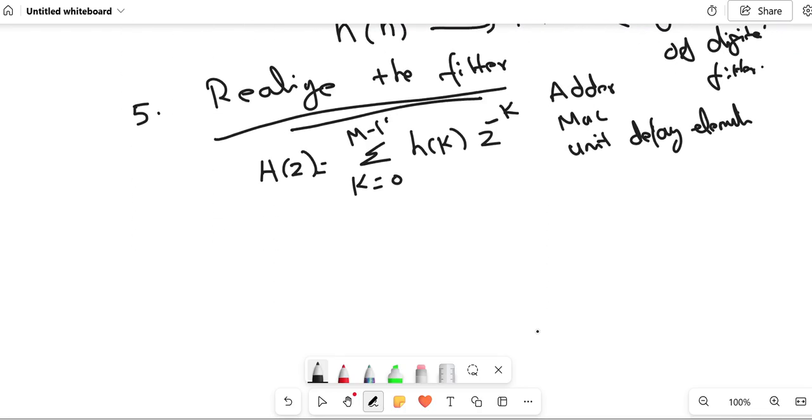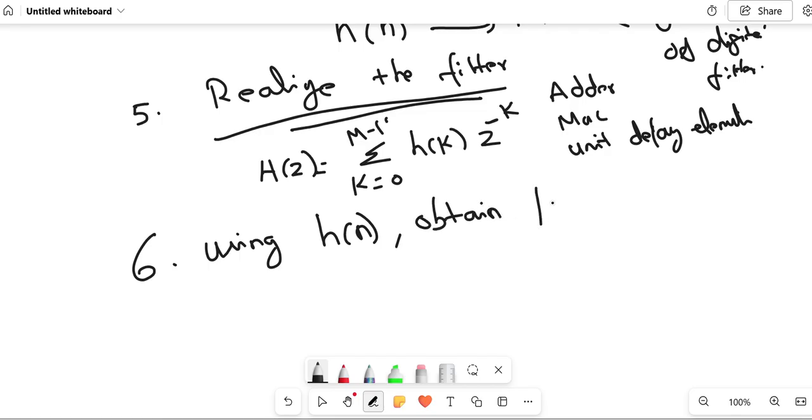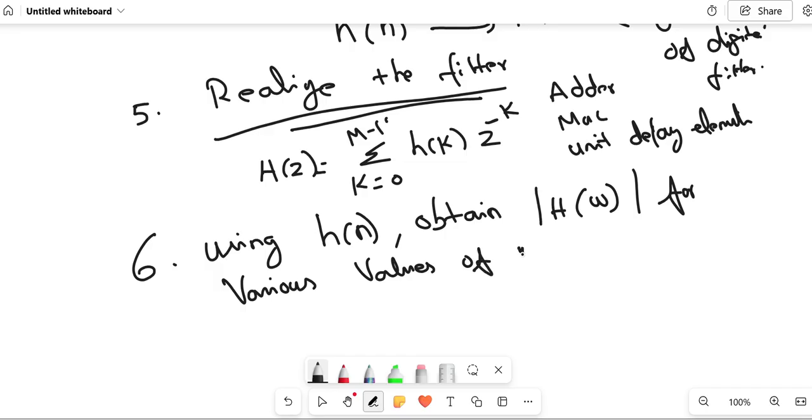Then finally, using h of n, you can obtain the magnitude of the frequency response H of omega for various values of omega in the range 0 less than or equal to omega less than or equal to pi.